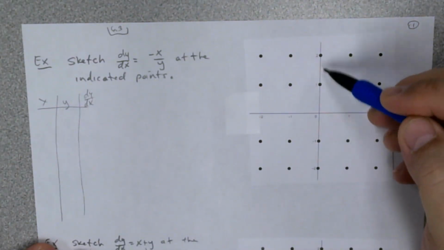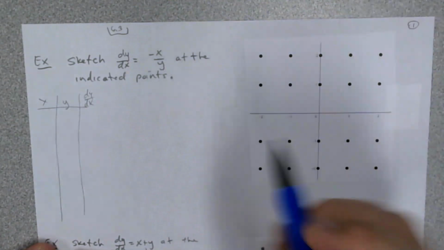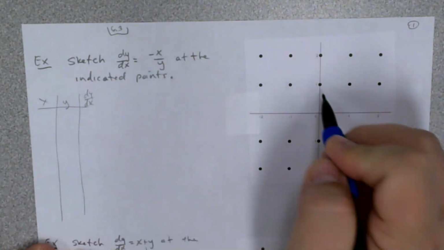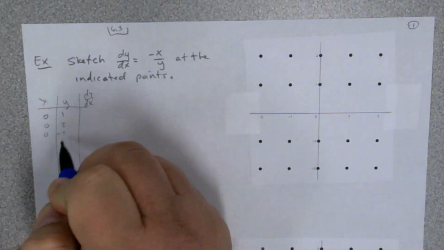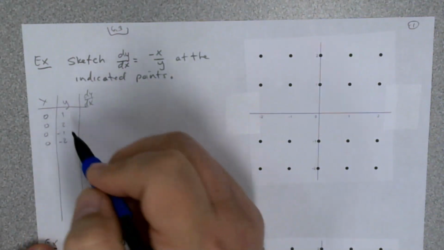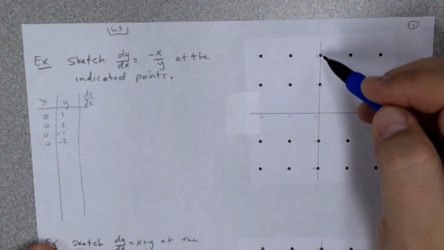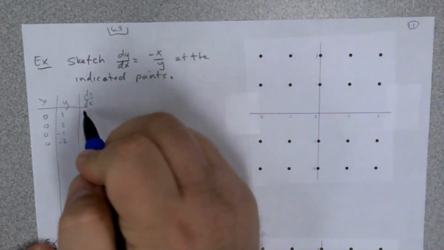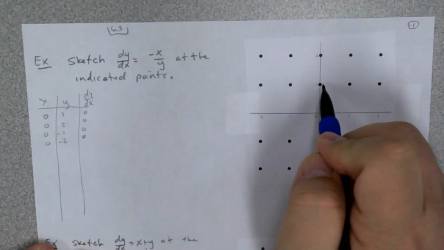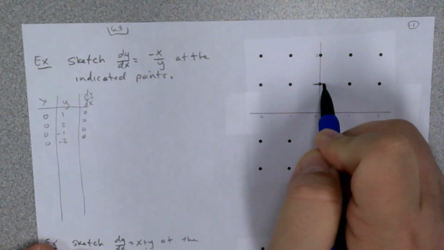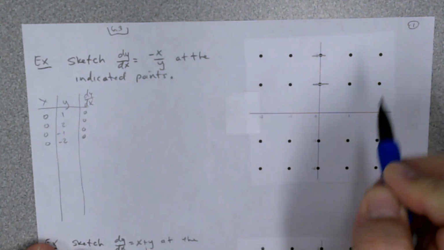So we have 1, 2, negative 1, negative 2, and the x's are all 0. The points are (0, 1), (0, 2), (0, -1), (0, -2), and in this particular case, they're all going to be 0. So when I come over here and draw it, I'm going to draw a little tiny horizontal segment at each of these points, just like that, as best you can.